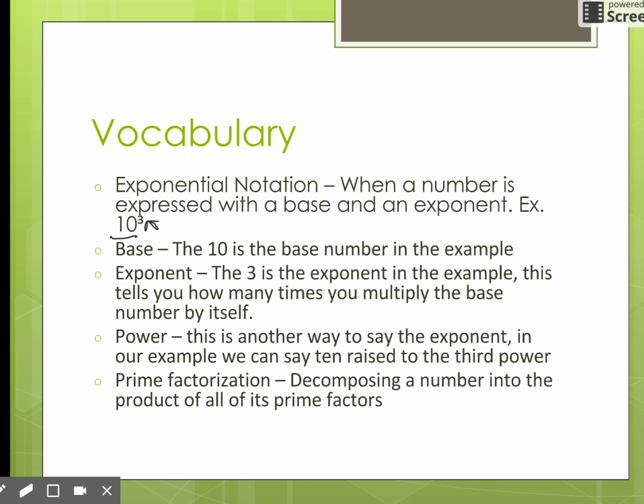The exponent tells you how many times you're multiplying the base times itself. Your exponent will always be on the right side of the base and will be small and raised high. Power is just another way to say the exponent. In our example, you could say 10 raised to the third power. Then you have prime factorization, decomposing a number into the product of all of its prime factors.